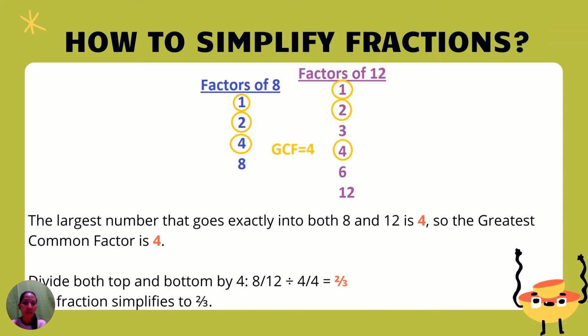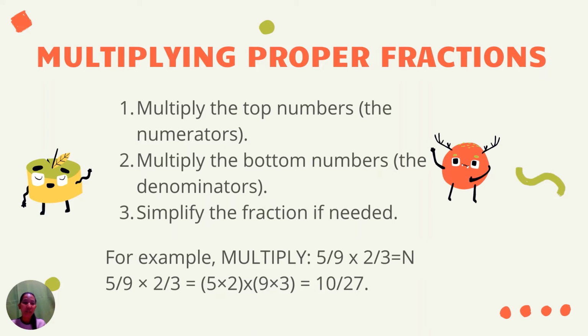Now divide both top and bottom by 4. 8/12 divided by 4/4 is equals to 2/3. Okay, the fraction is simplified to 2 over 3 or 2/3. That's how you simplify fractions. Next, we will proceed to multiplying proper fractions.